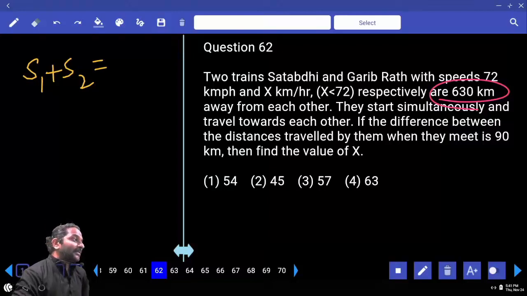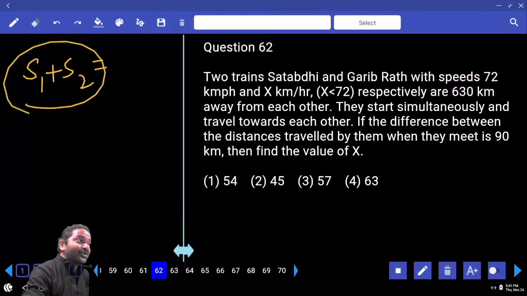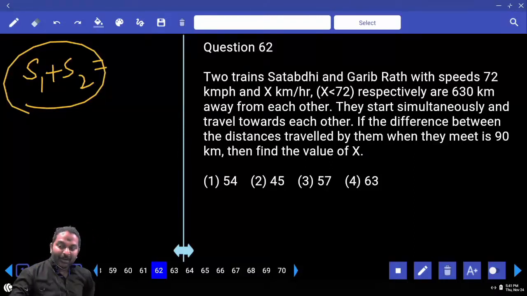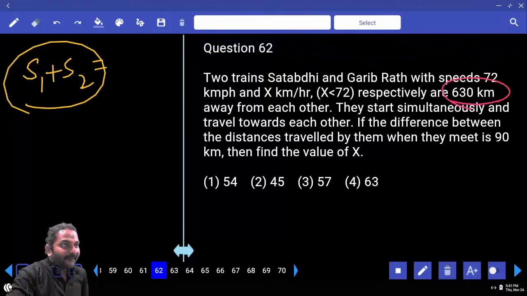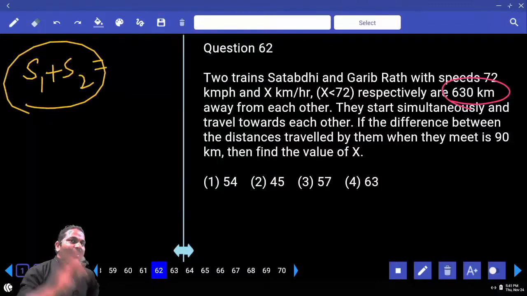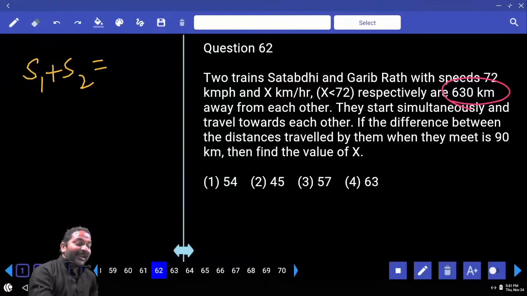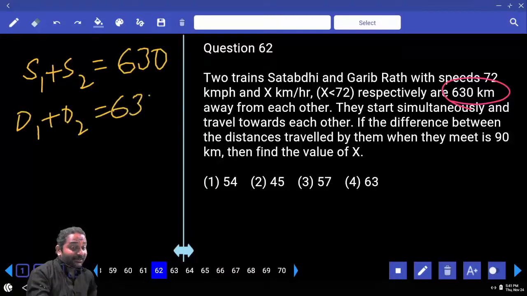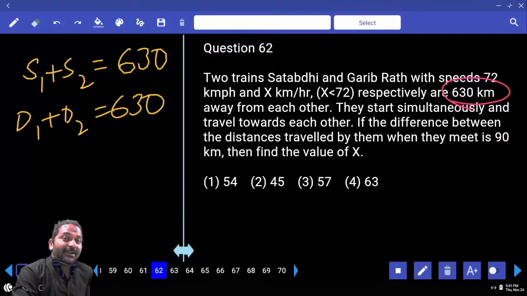Speeds are in opposite directions, that much is fine. This is called relative speed, right? S1 plus S2 is equal to relative speed. Agreed or not? What is 630? Distance or speed? So can you equate distance is equal to speed? Can you do that? That's what I'm asking you. Can I directly take S1 plus S2 is equal to 630, or should I take D1 plus D2 is equal to 630? Which is correct? D1 plus D2 is equal to 630.